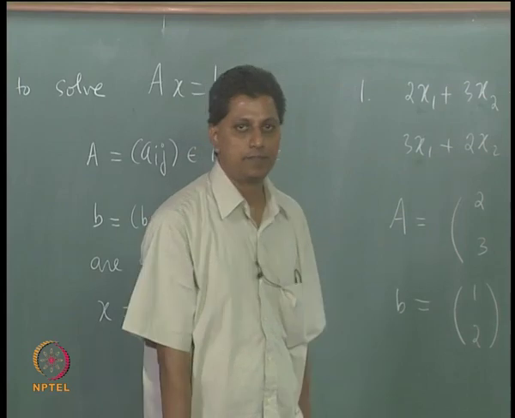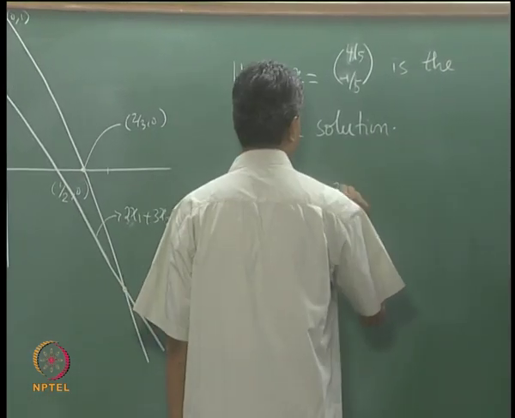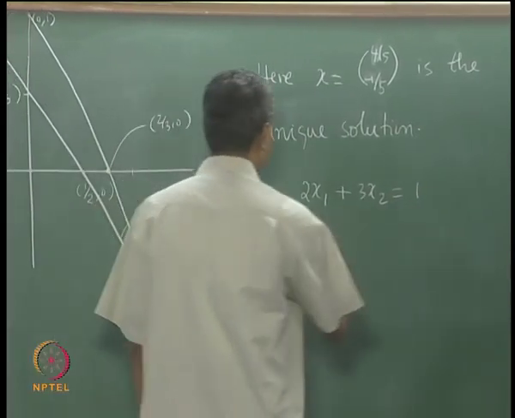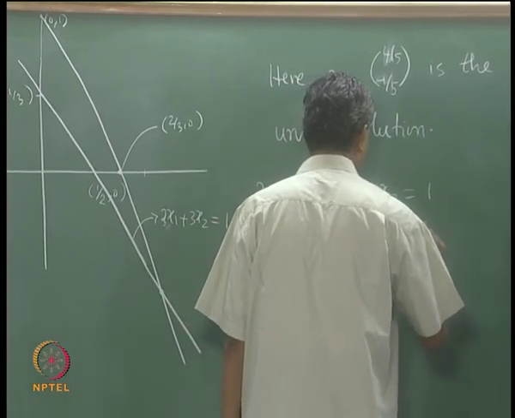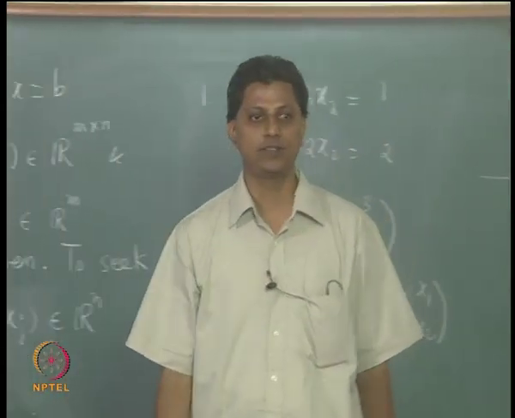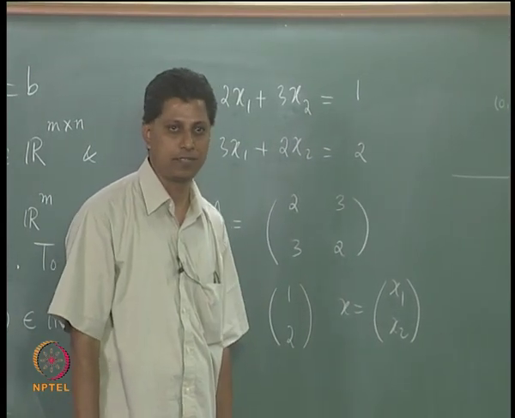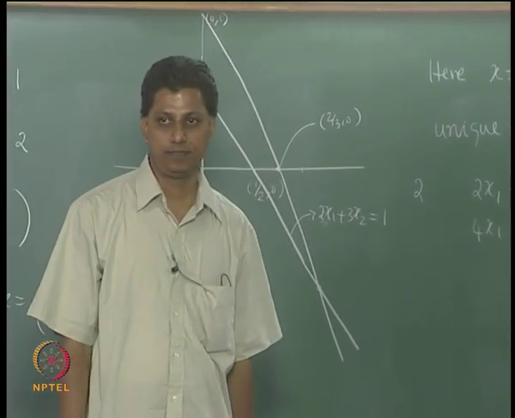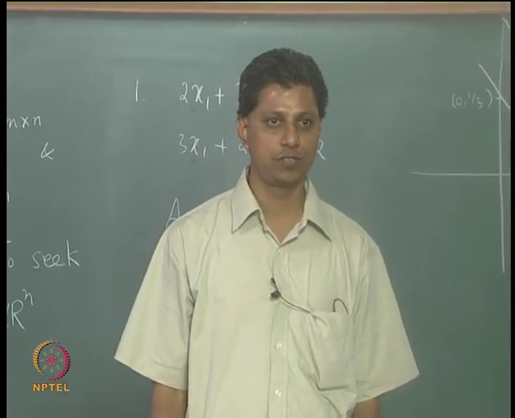Let's look at another system. I'll take the first equation as it is, 2x1 plus 3x2 equals 1. The second equation for me will be 4x1 plus 6x2 equals 2. You can see what I have done. The second equation is a multiple of the first one. The slopes are the same, so these two lines are parallel. So by geometry we know that there is no solution, right?